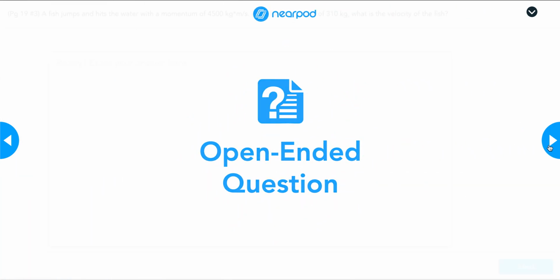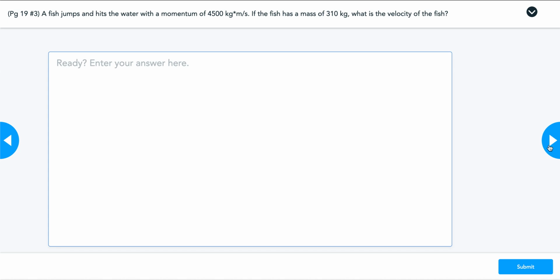All right, next problem. A fish jumps and hits the water with a momentum of 4,500 kilogram meters per second. If the fish has a mass of 310 kilograms, what is the velocity of the fish? Go ahead and try to solve this problem, and then we'll go over it together. Enter your answer here, please.